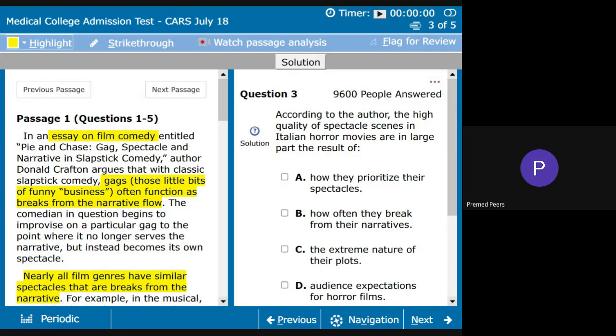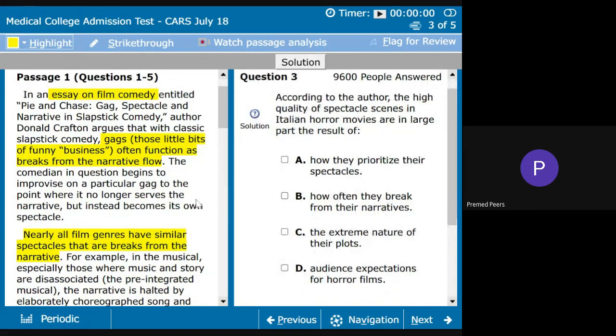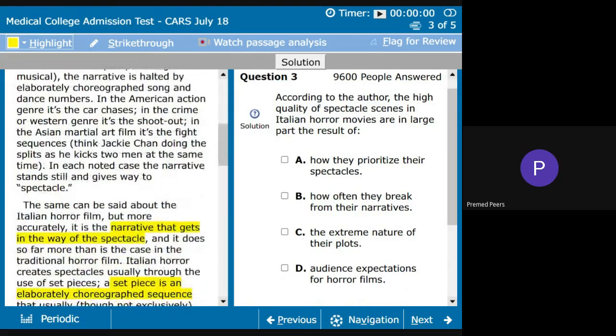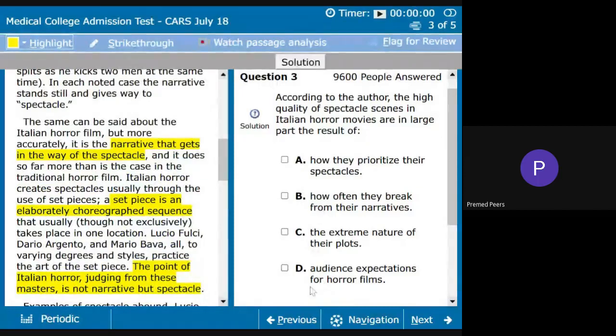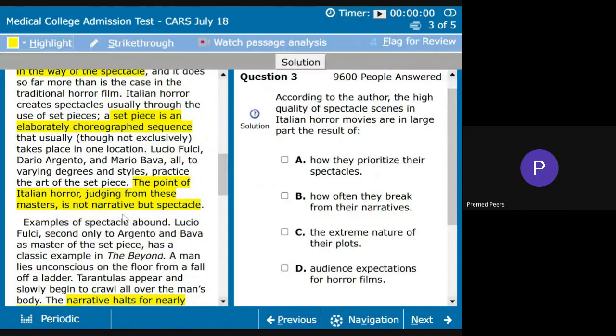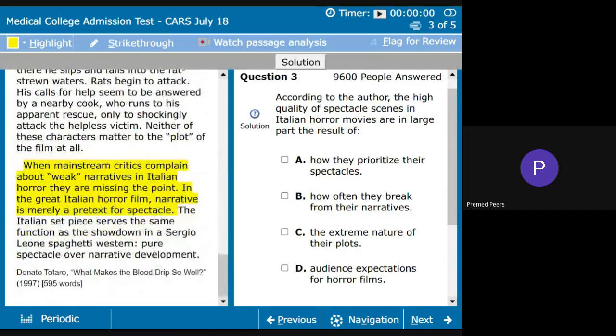All right. So according to the author, again, the high quality of spectacle scenes in Italian horror movies are in large part the result of what? So A, as was mentioned in the chat, the result of how they prioritize their spectacles. That is indeed the correct answer. The reason is, if you go through the passage, the author is saying that the point of Italian horror is spectacle, not narrative, right? And that's emphasized on multiple parts in that paragraph, and also towards the end.